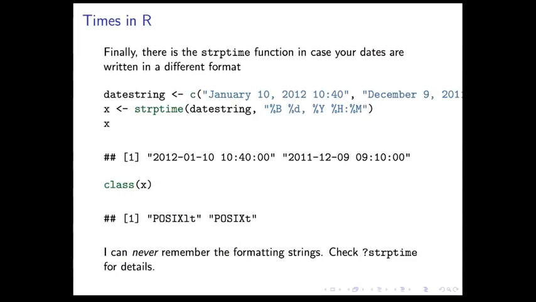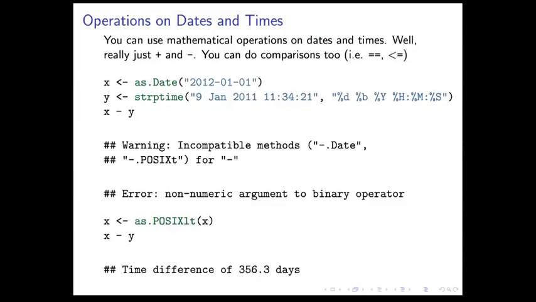Now I personally can never remember what those formatting strings are, the %B, %d, %Y. I can never remember what those are, and so I always have to look at the help page for strptime to remember what those details are. Now, once you've got data in the date or time format, you can do operations on them, which can be very handy. For example, you can add and subtract dates. You can compare dates. You can see is one date less than another date, or are these two dates equal to each other?